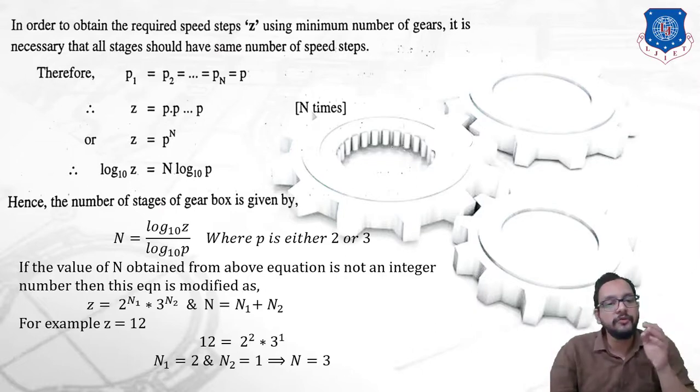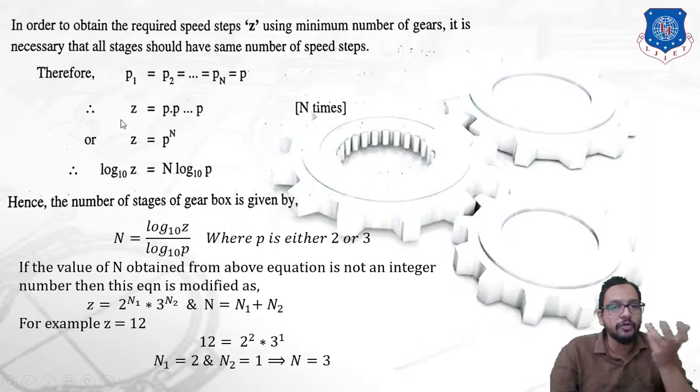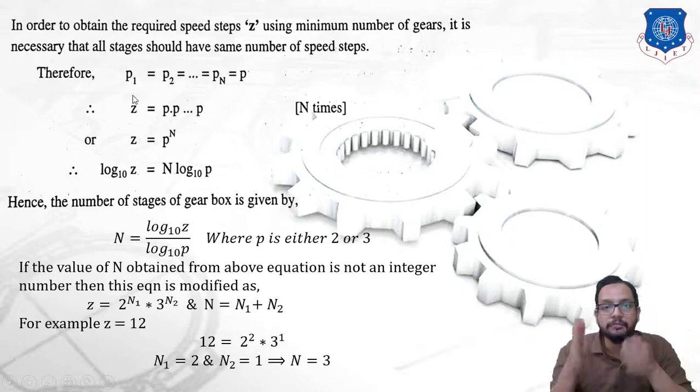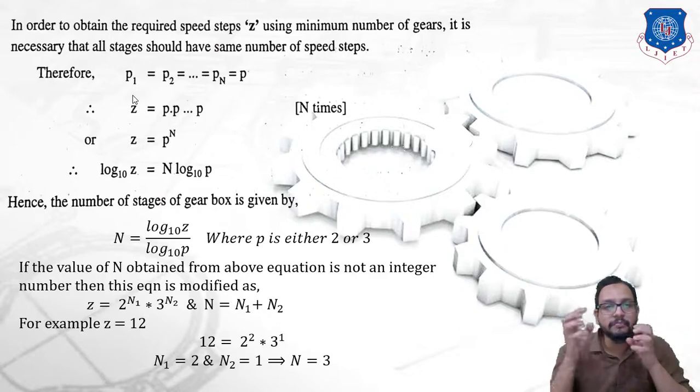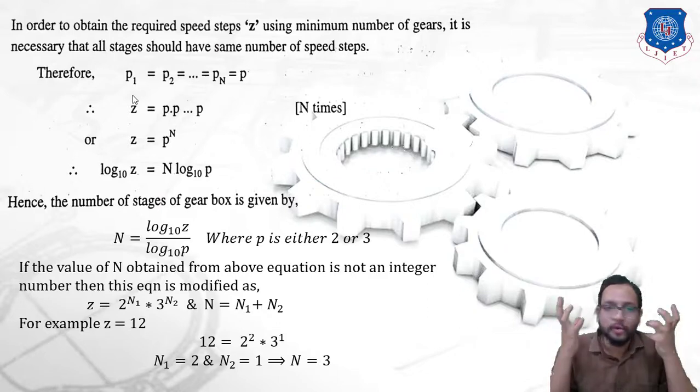Now if the value of n obtained from the above equation is not an integer number, meaning it is a fraction, then we need to modify this equation in the following manner. Our generalized equation was Z is equal to P1 into P2 into P3 up to Pn, right? So we know that P1, P2 would be either 2 or 3.